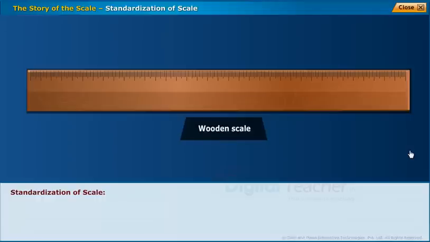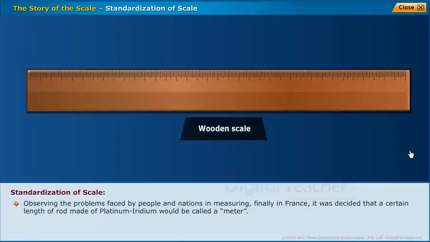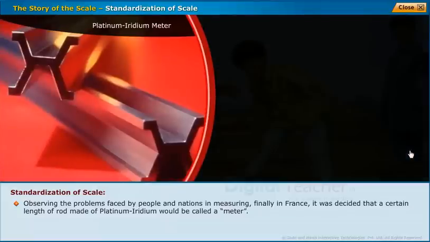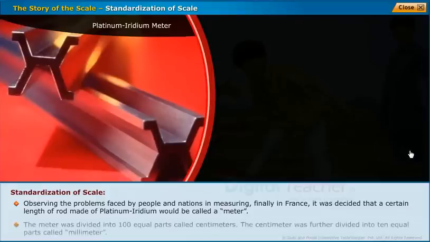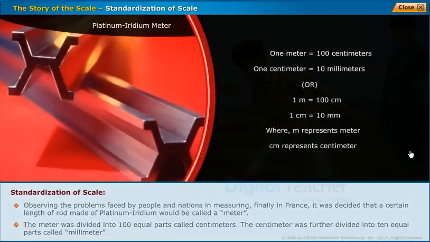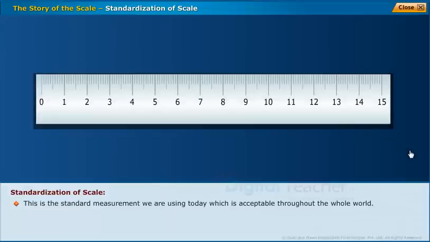Standardization of Scale. Observing the problems faced by people and nations in measuring, finally in France, it was decided that a certain length of rod made of platinum iridium would be called a meter. The meter was divided into 100 equal parts called centimeters. The centimeter was further divided into 10 equal parts called millimeters. This is the standard measurement we are using today, which is acceptable throughout the whole world.